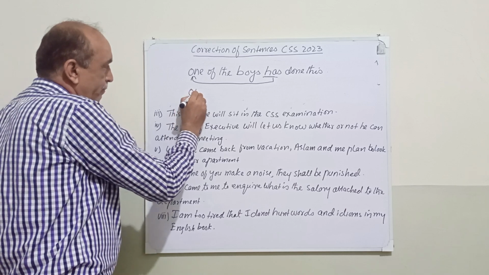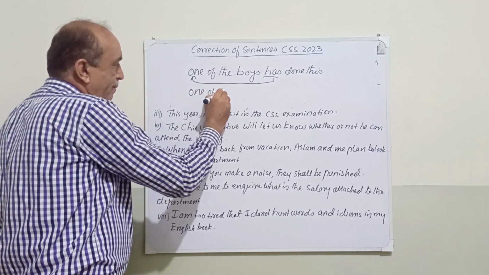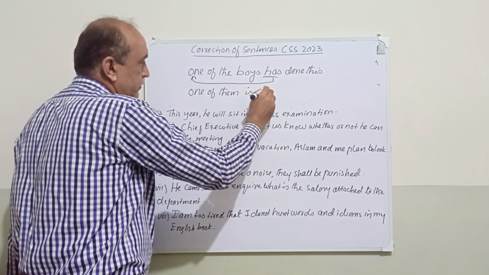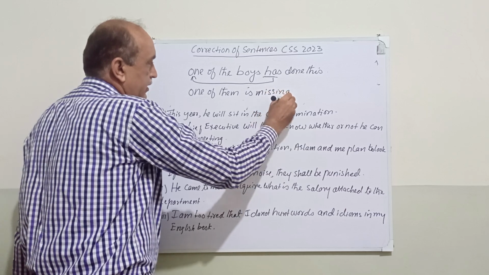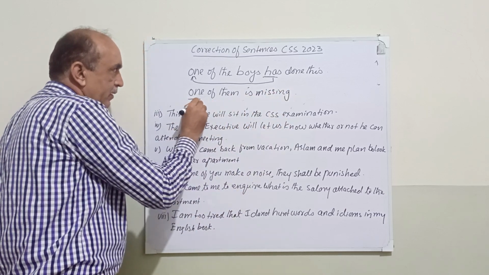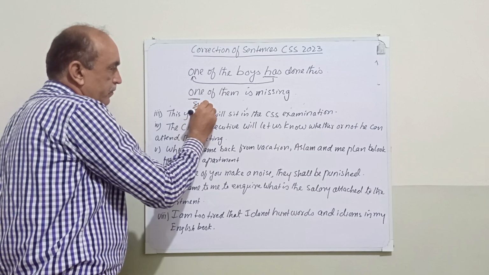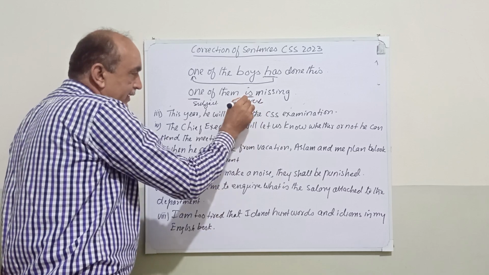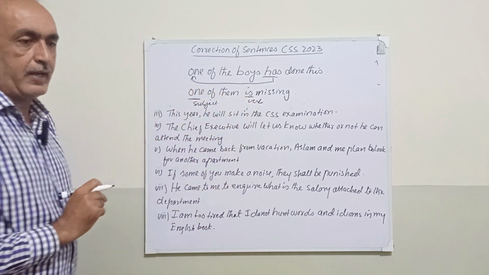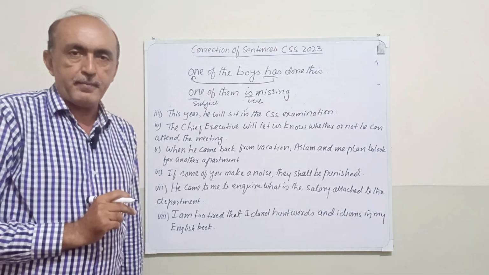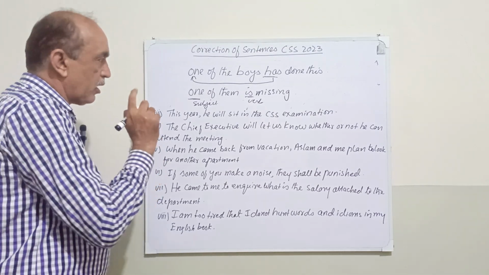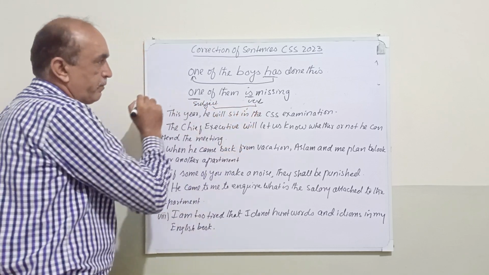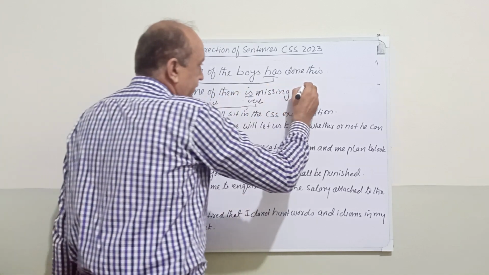There are many other examples. One of them is missing. Here this is the subject, and this is the verb. This verb is not connected with that. It means that of them, there are many, and he is talking about a single one. Subject verb agreement.